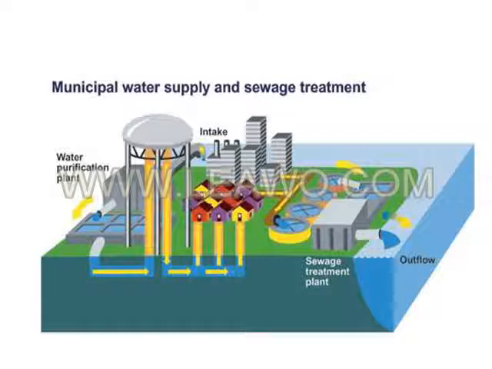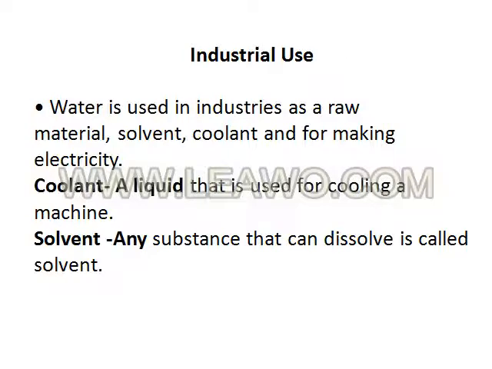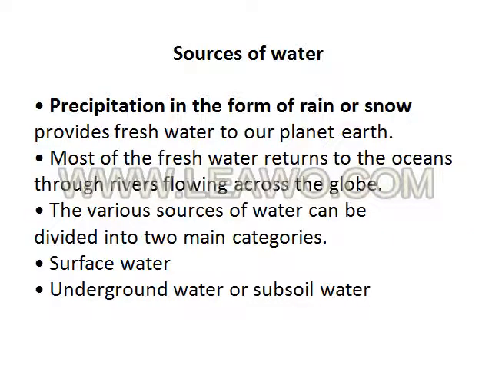And you can see the buildings. From the buildings, the wastewater which comes out reaches the sewage plant where it is again purified and cleansed, and this pure water is again used for various purposes. For industrial use, they use water as a raw material, as a solvent, coolant, and for making electricity. Coolant: a liquid that is used for cooling a machine. Solvent: any substance that can dissolve is a solvent.